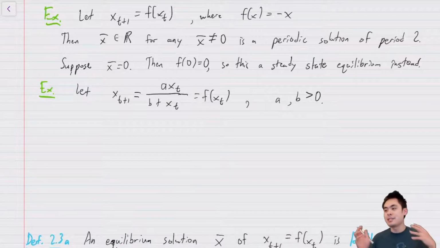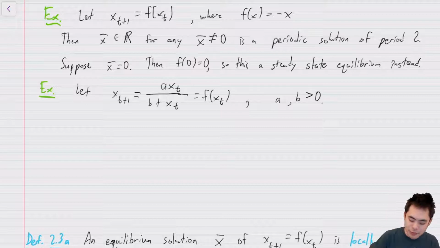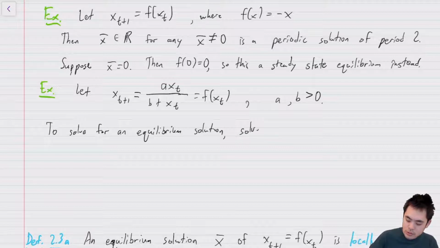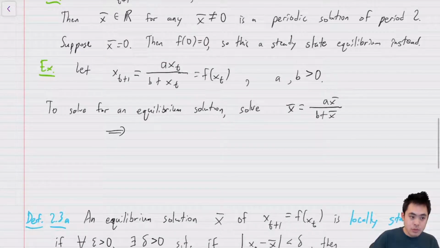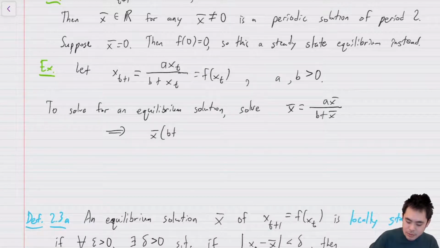Now in this case, we can't just stare at it and see the equilibrium solution like we did for some of the other ones, so we actually have to solve for it. To solve for an equilibrium solution, we want to solve the equation x bar is equal to a x bar over b plus x bar. Well, in order to solve that, we multiply both sides by b plus x bar. You get x bar times b plus x bar is equal to a x bar.